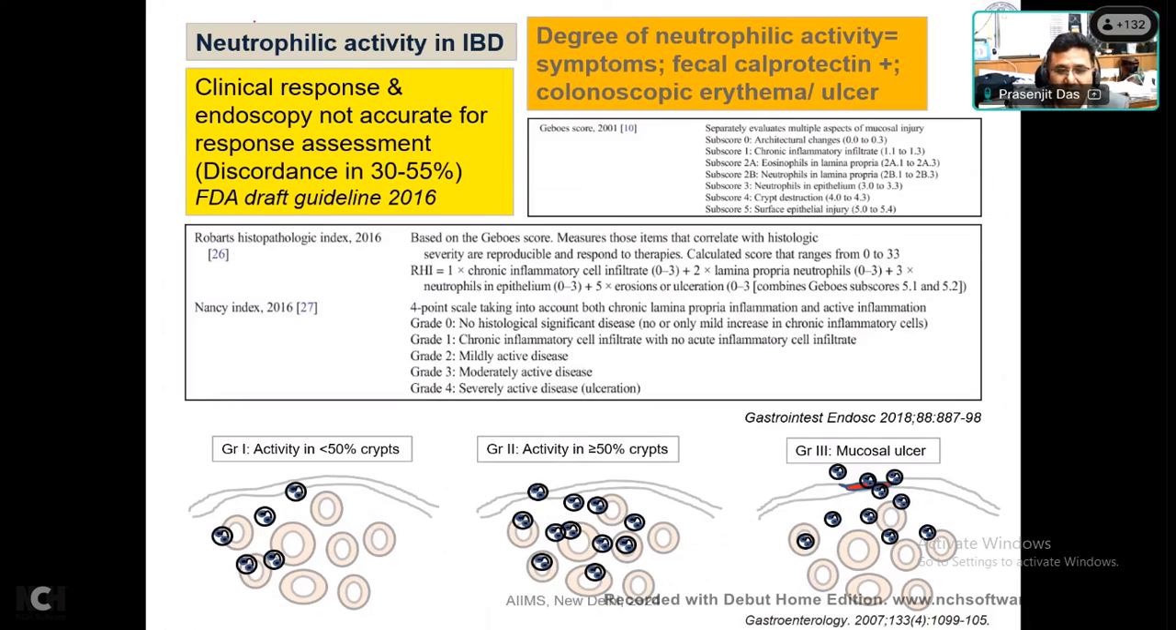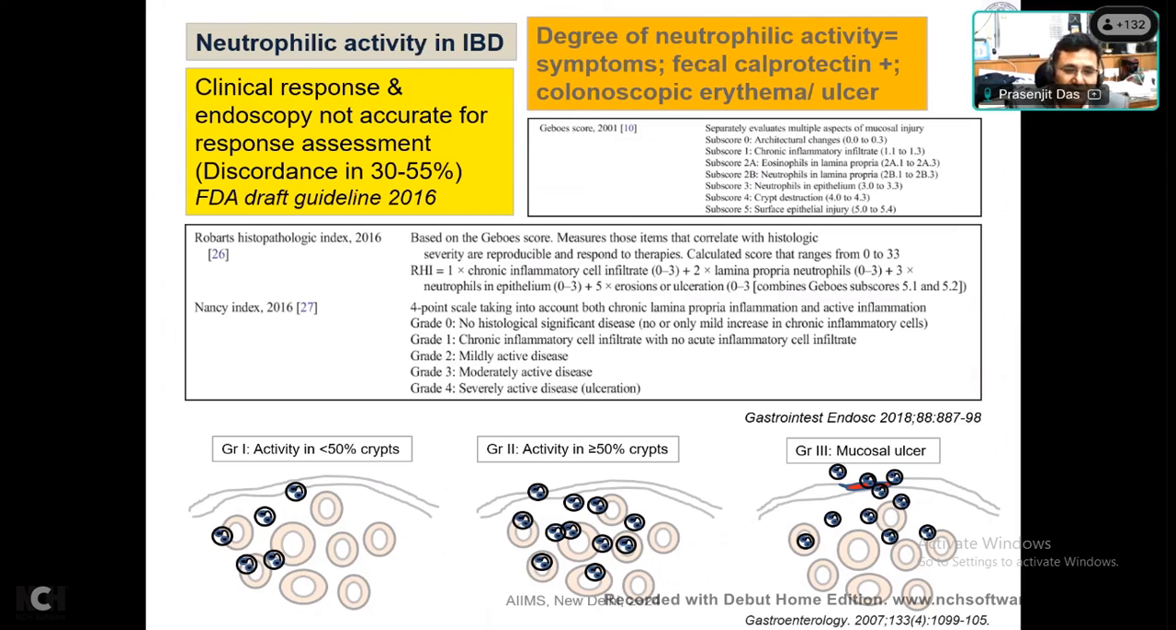But always remember, we do follow-up biopsies also to see if the patient is responding to steroids or anti-inflammatory or biologicals. You will get follow-up biopsies in IBD also. Then you have to also score the biopsies and see if the inflammation or activity is still there or not.